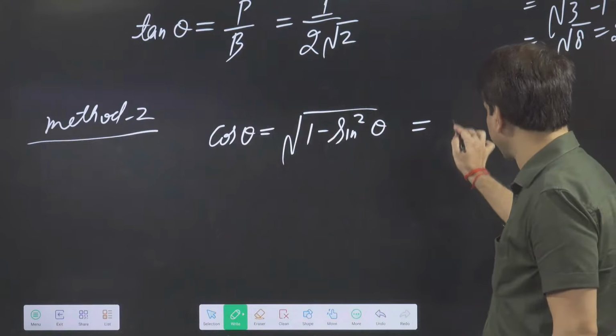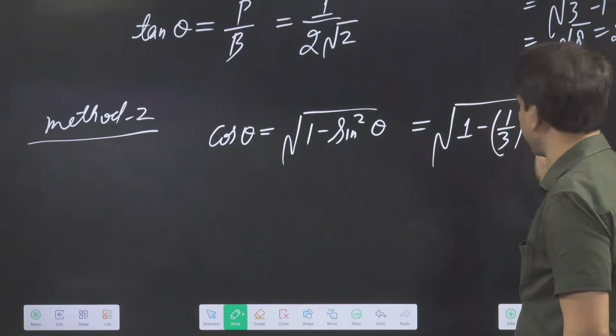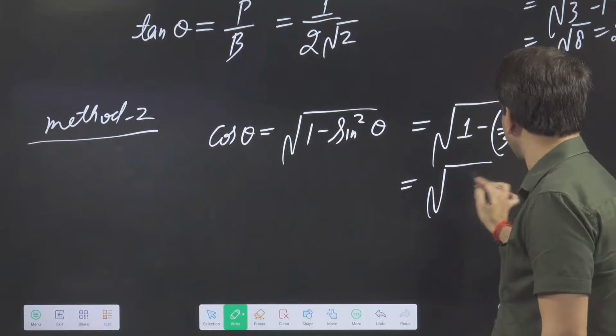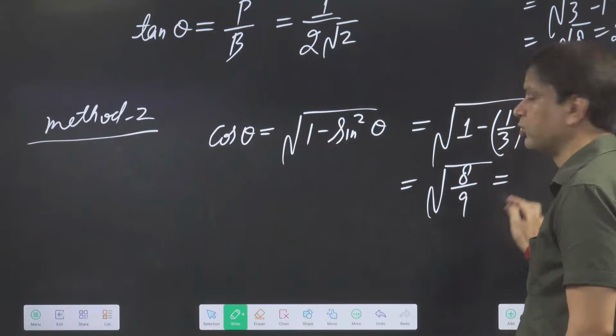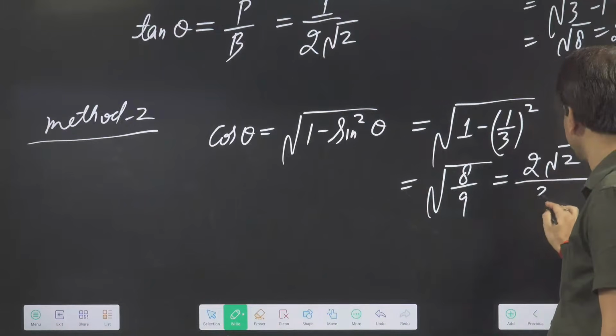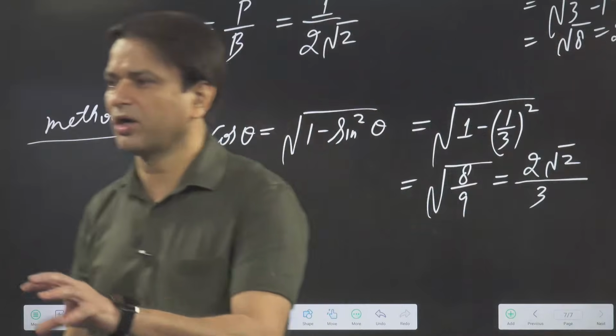Then what will we get here? Under root of 1 minus 1 by 3 square. 1 by 3 square is what? 1 by 9. 1 minus 1 by 9. What will you get? Under root of 8 by 9. Root 8 is 2 root 2, and root 9 is 3. So what is the cos theta we got? 2 root 2 by 3. Everybody got it?